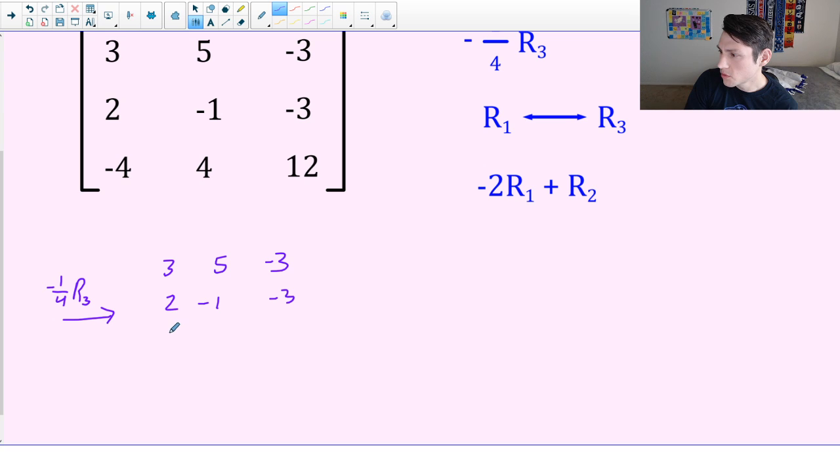-4 divided by -4 is 1. 4 divided by -4 is -1. 12 divided by -4 is -3. So there's the first operation.